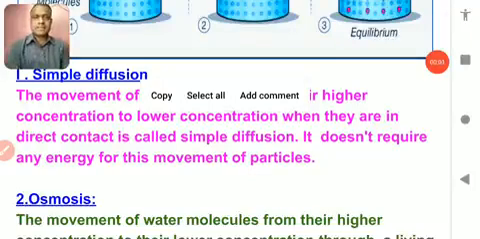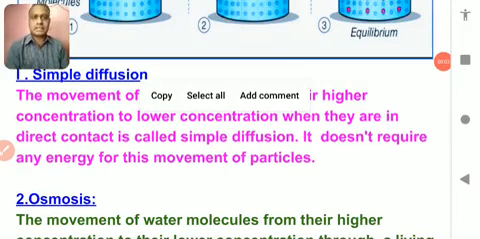Welcome back, children. In our last class, we studied simple diffusion. Now, we are going to study osmosis.